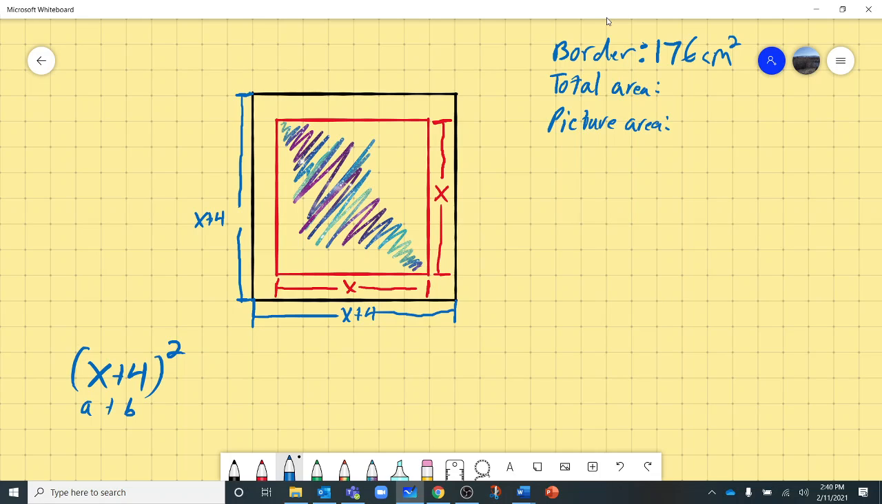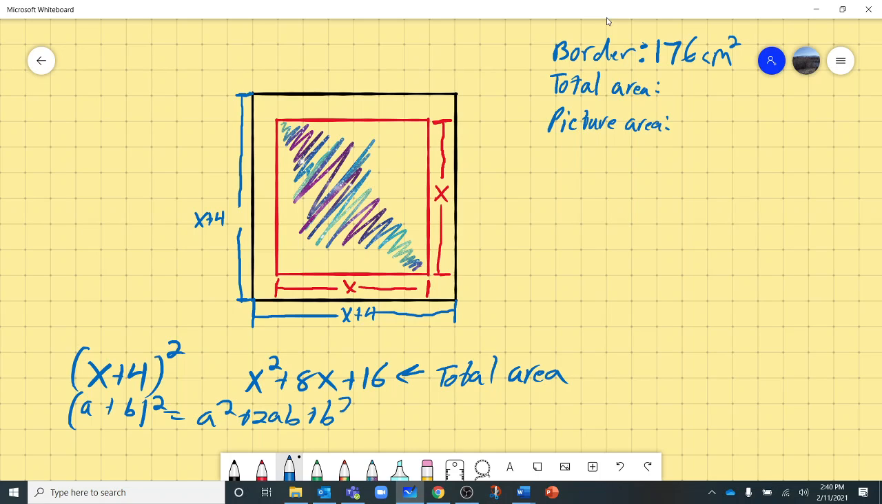x times x, so a squared would be, in this case, x squared. 2 times a times b would be 2 times 4 times x, so that would be 8x. And 4 squared is 16. So this is the total area. Just a reminder, a plus b squared is equal to a squared plus 2ab plus b squared.